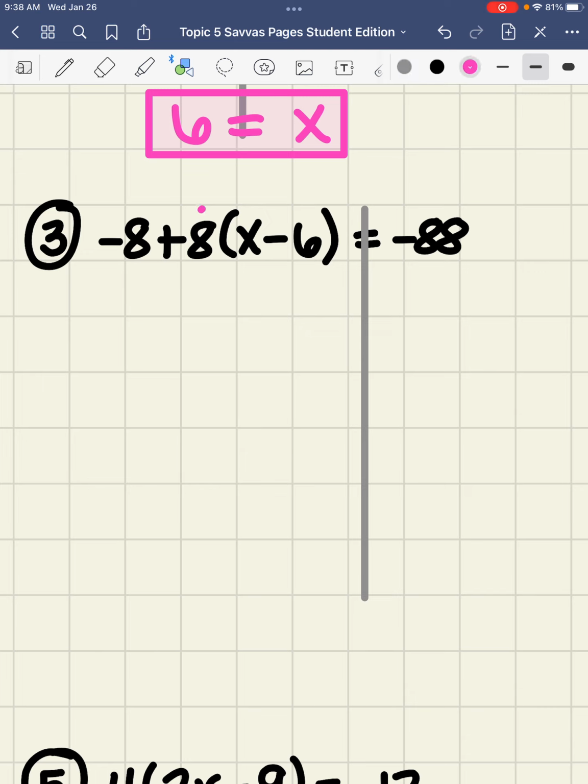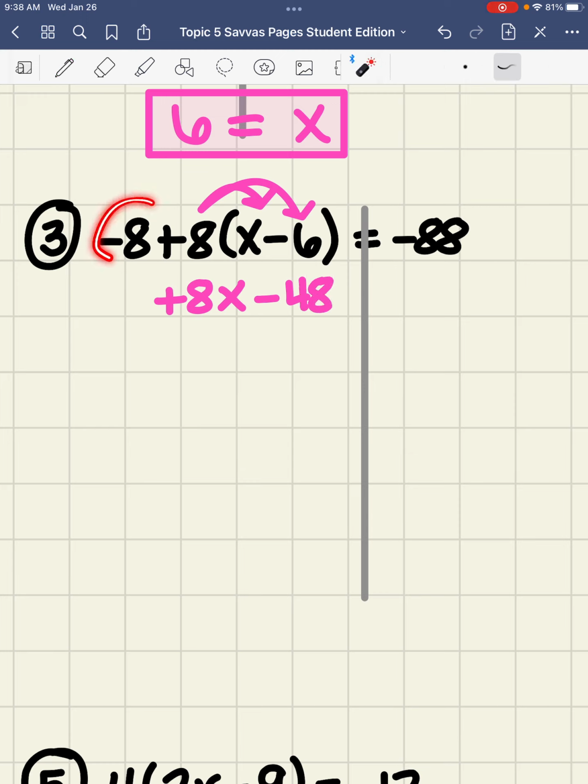So we're going to multiply 8 times x. And keep in mind, this is a positive 8 that's outside of our parentheses. So we have positive 8 times x. That's going to be a positive 8x. Now we're multiplying 8 times negative 6. 8 times negative 6 is negative 48. And I didn't do anything with this negative 8, so I'm just going to bring it down. So negative 8 plus 8x minus 48 is all equal to negative 88.